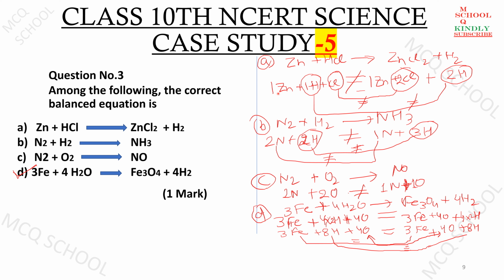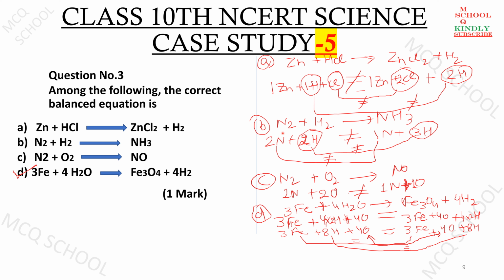So in this case, zinc plus HCl, zinc is balanced on both sides, but hydrogen on the left hand side is 1 unit and 2 units on the right hand side, while chlorine on the left hand side is 1 unit and on the right hand side it is 2 units. So this equation is not a balanced equation.